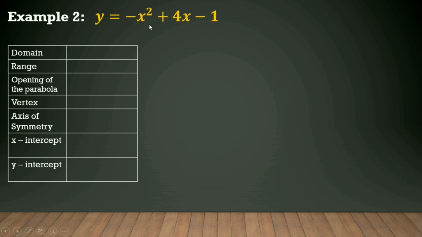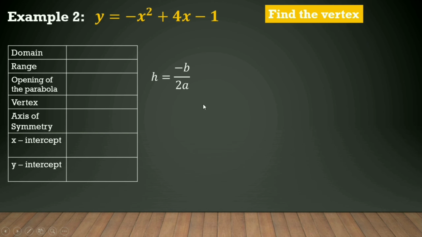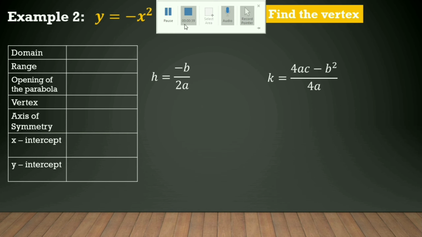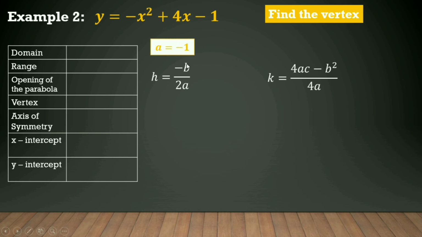Okay, so next, let's proceed to our example number 2. Y is equals to negative x squared plus 4x minus 1. So again, kukumpletuhin natin yung table na to. Katulad nung ginawa natin doon sa example number 1 natin. So, unahin muna natin, hanapin yung vertex. So let's use the formula of H and K. And let's identify first the value of A, B, and C to this equation. So A is negative 1, B is positive 4, C is negative 1.